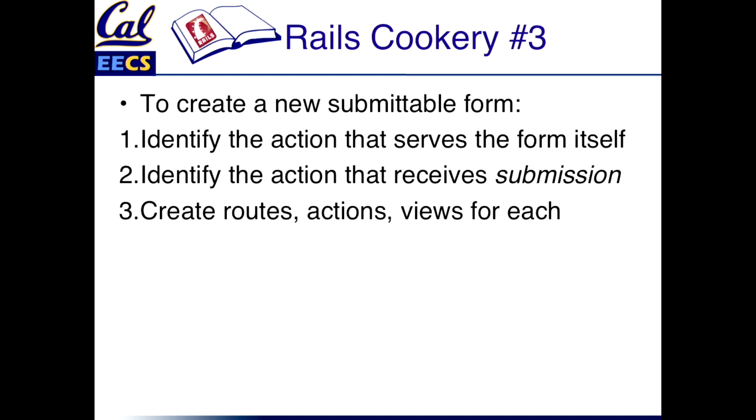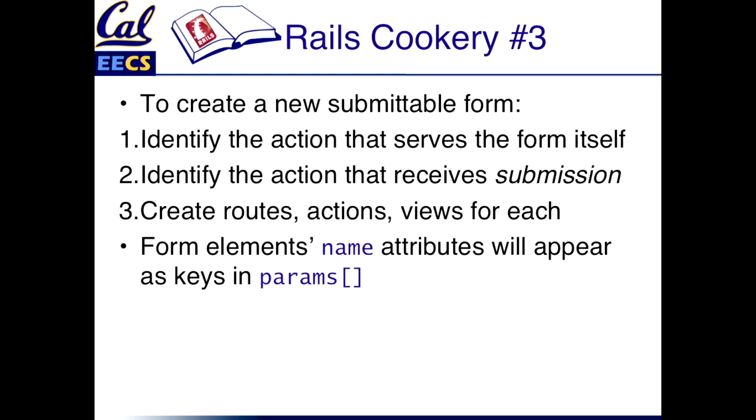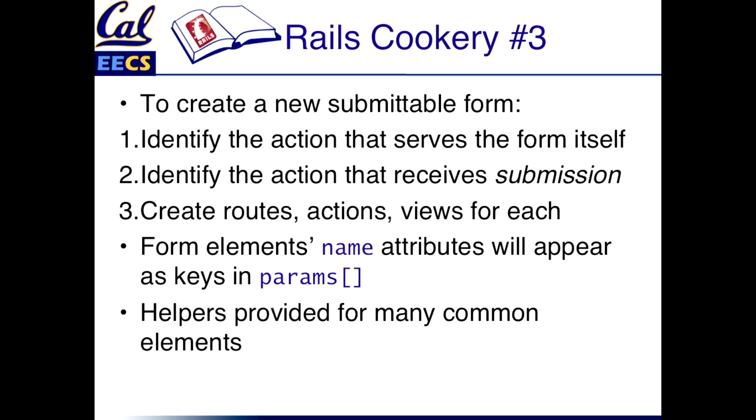We have to make sure that we have routes, controller actions, and views for each of these two things. And as we'll see, when we create the form, the name attributes on all the form elements are how we're going to get our hands on the data that the user typed. They're going to appear as keys in this magical hash-looking thing called params that we saw briefly before, and we're going to see a couple of times more during this segment and the next couple of segments. And as with so many things in Rails, the common case is provided for by a number of different helpers that you can call so that you don't have to manually deal with all the form construction.